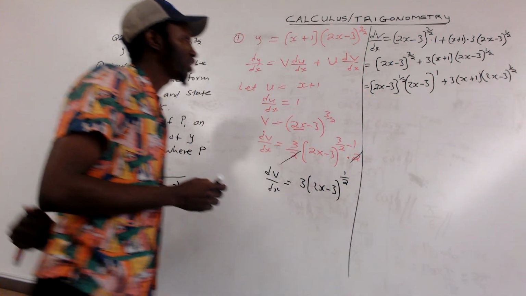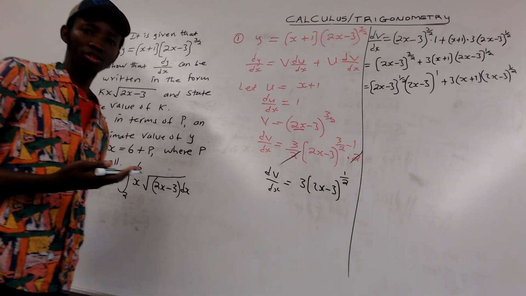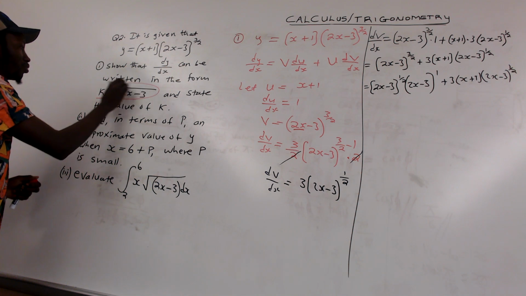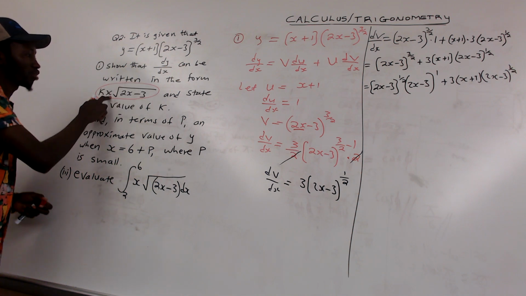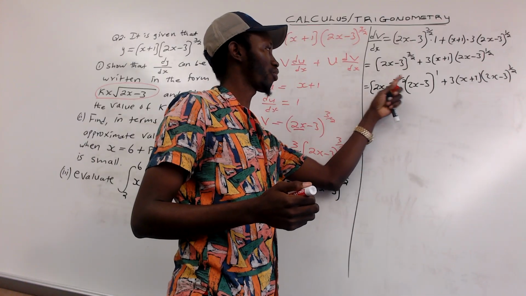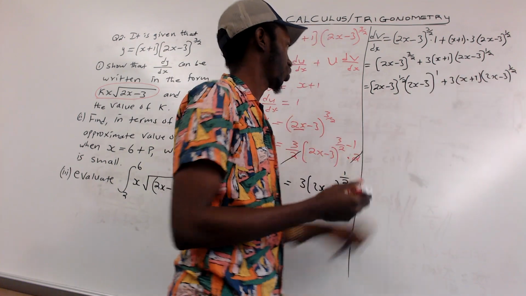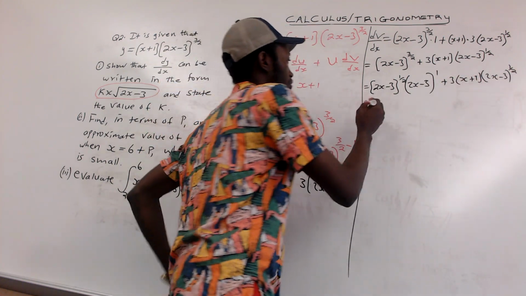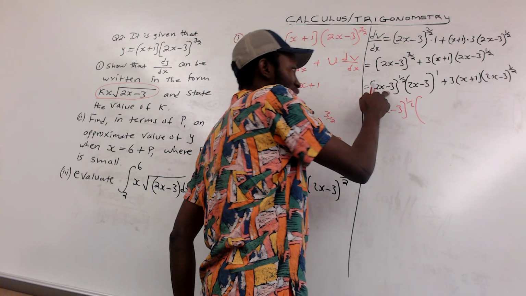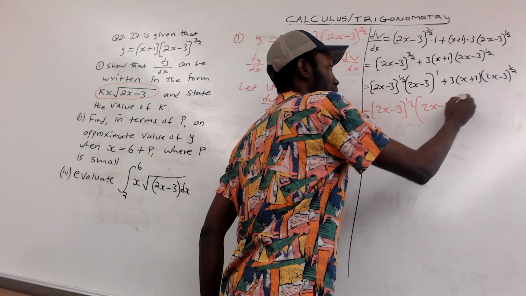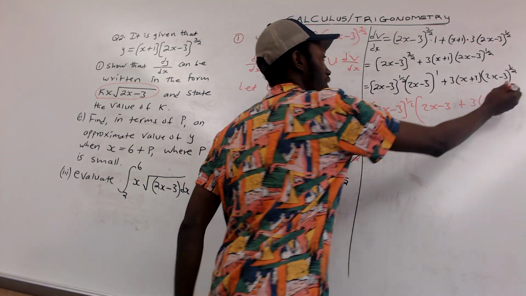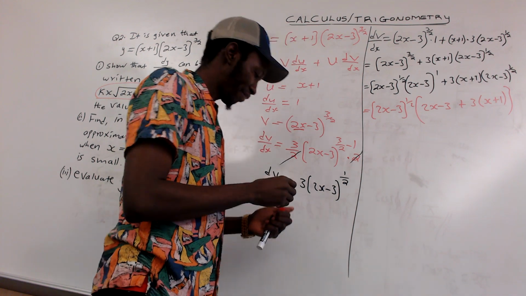Always when you are required to show or prove something, you have to work it according to the proof given. The proof here is going to be in this form. I think the square root of this is common. The square root is a radical which has a degree of half. Let's factor 2x minus 3 to the power half. What will remain is only 2x minus 3 plus 3 into x plus 1, all in brackets.